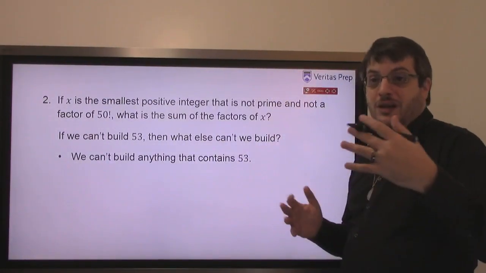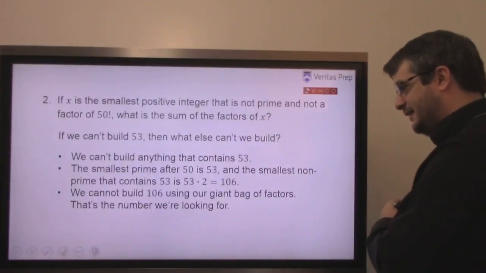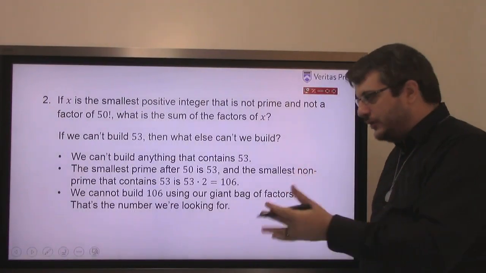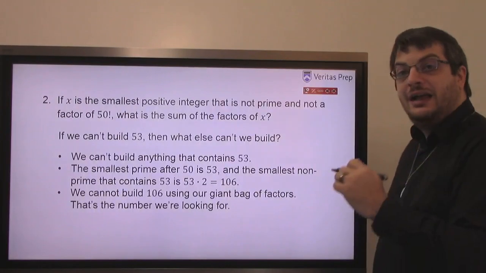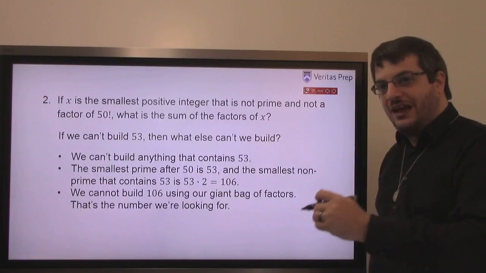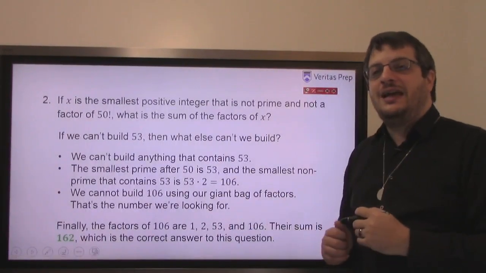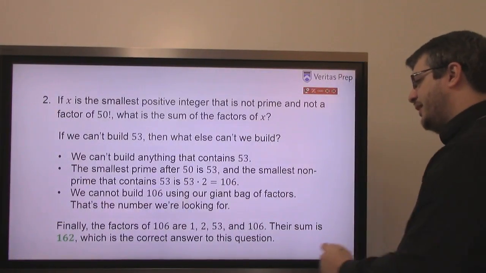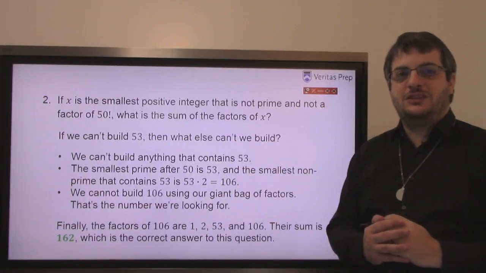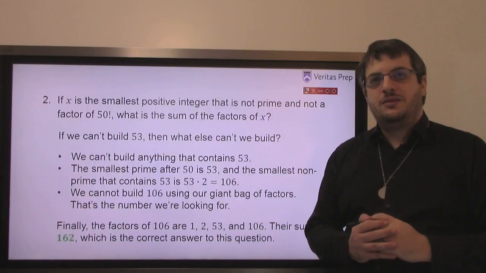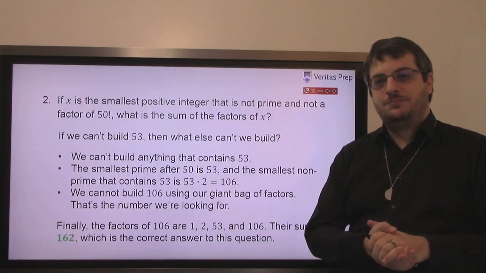And yes, Sanjay, you can build lots of things more than 50, all kinds of things more than 50. But you can't make this. You can't do it, because you would need a 53 and you don't have one. And of course, now it's as simple as listing out and tallying up the factors of 106, which are, of course, 1, 2, 53, and 106. Tally those up. 162 is the correct answer to this question. D people, bravo. Good job.